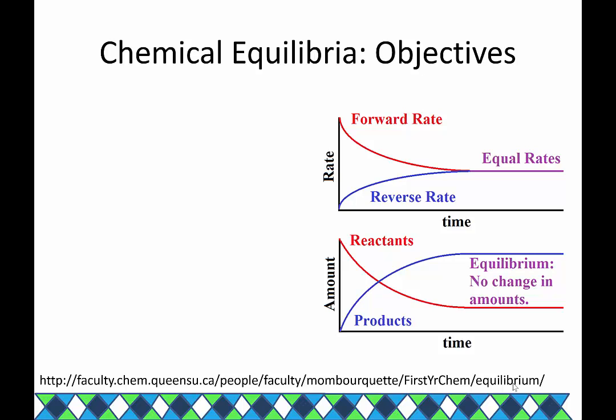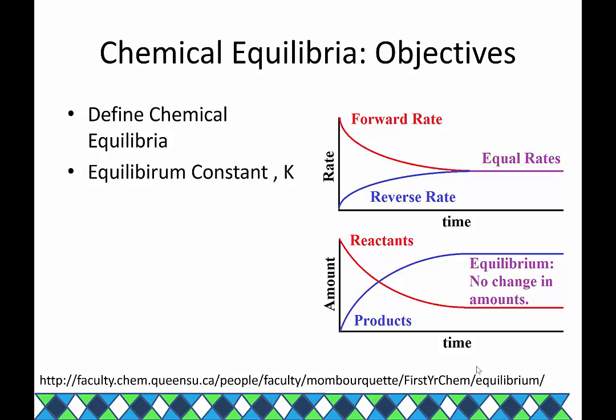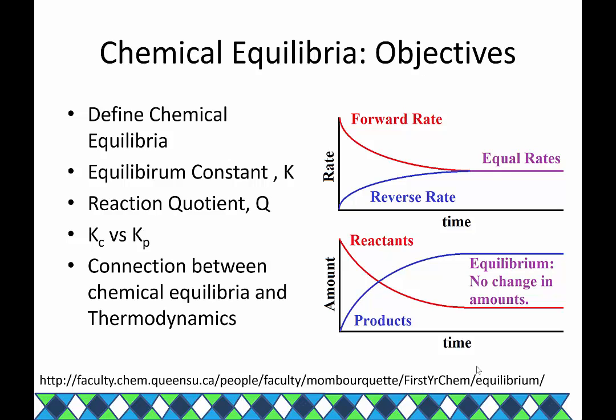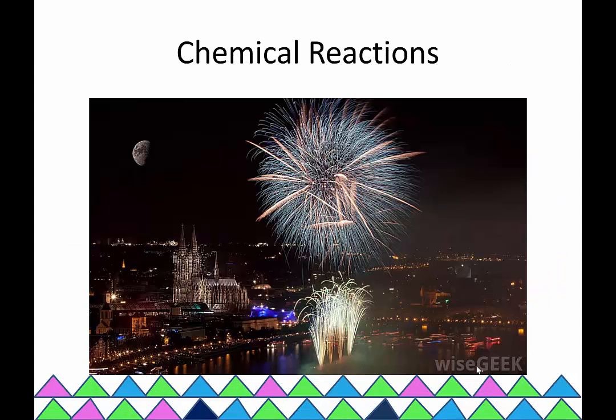We're now going to shift gears completely and start talking about chemical equilibria. The topics of this video are going to be, first we're going to define chemical equilibria, then we're going to talk about the equilibrium constant, or K, and the difference between K and Q, which is the reaction quotient, and we're going to briefly talk about the difference between Kc and Kp, and the connection between chemical equilibria and thermodynamics.